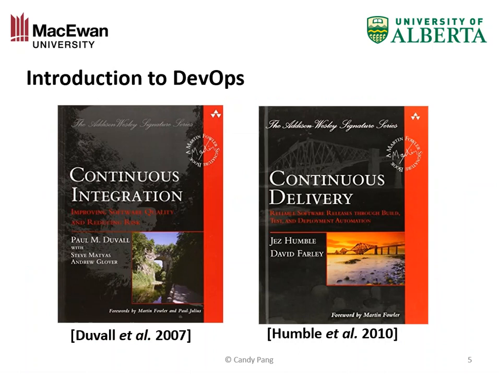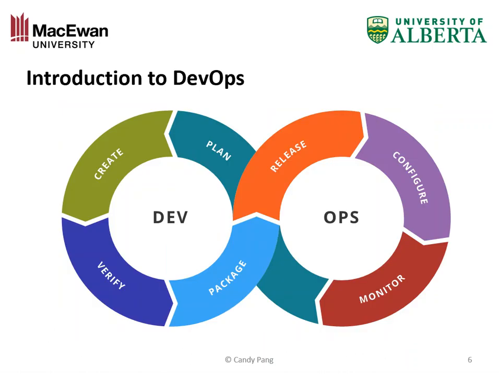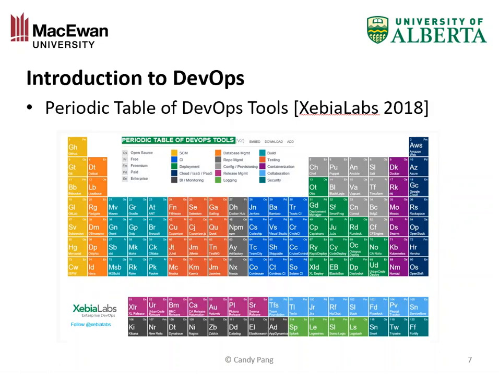DevOps evolved from continuous integration, CI. CI was described in the book Continuous Integration written in 2007. Later in 2010, the CI concept was expanded to Continuous Delivery, CD. From CD, the automated cycle was expanded from development to operation and became DevOps. Therefore, DevOps covers all processes from development to operations. Since DevOps covers all things about development and operations, it's very complicated.